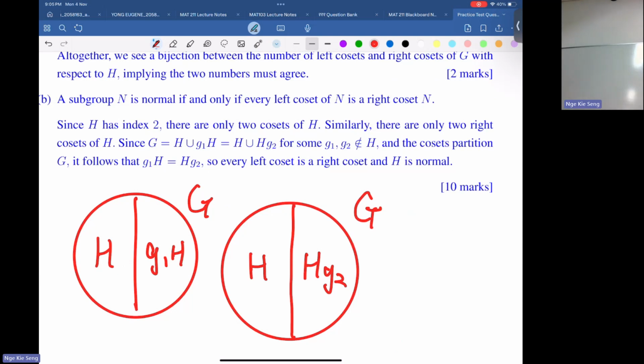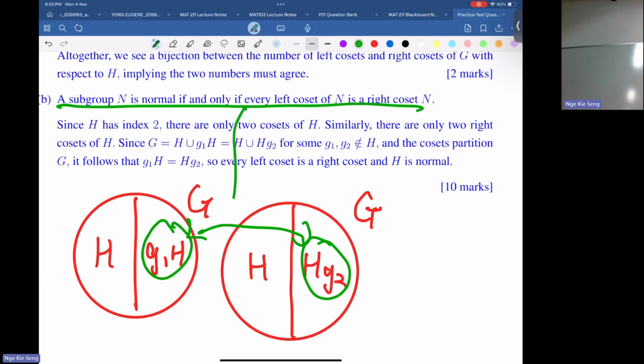But this implies what? Everything inside G hash 1 should be everything inside hash G2. Okay, then you use this condition. Okay, so this condition is actually very strong.